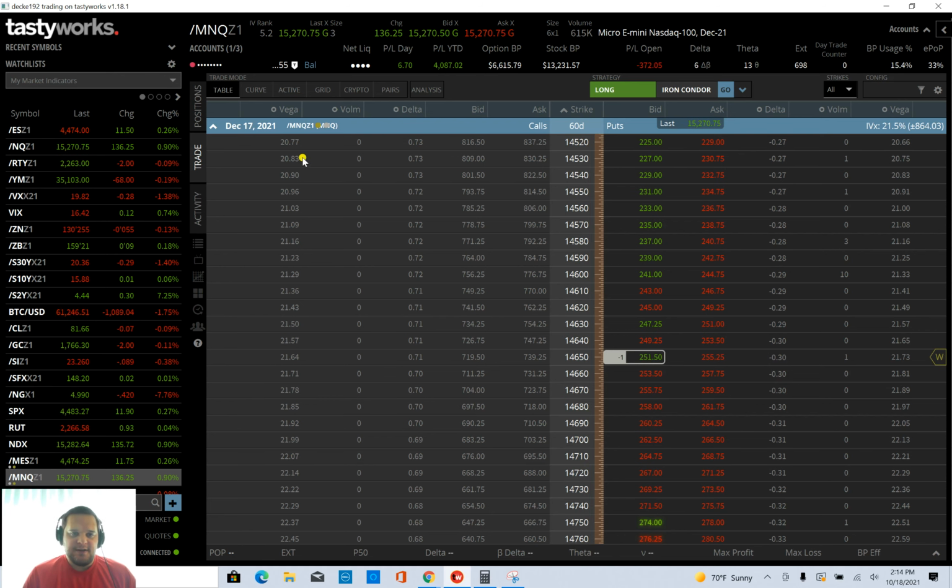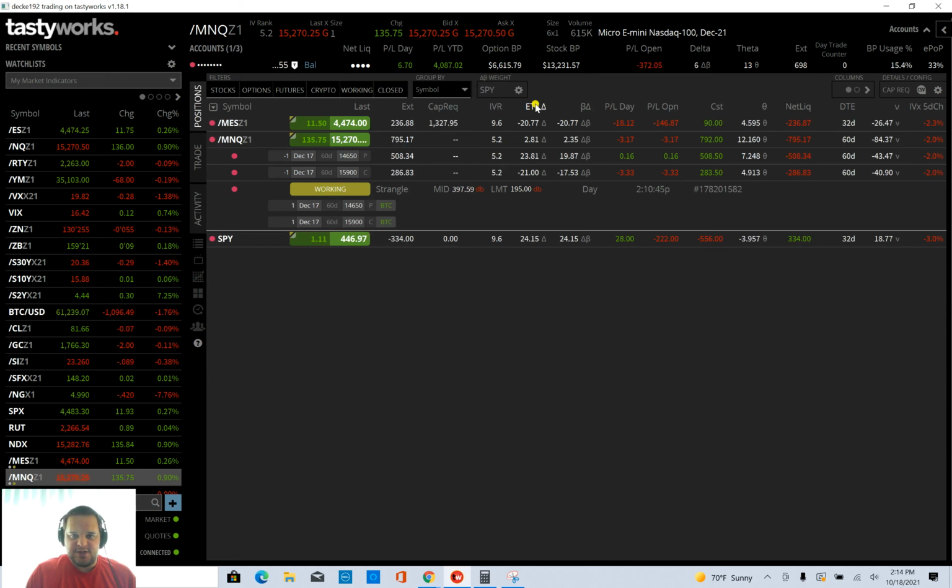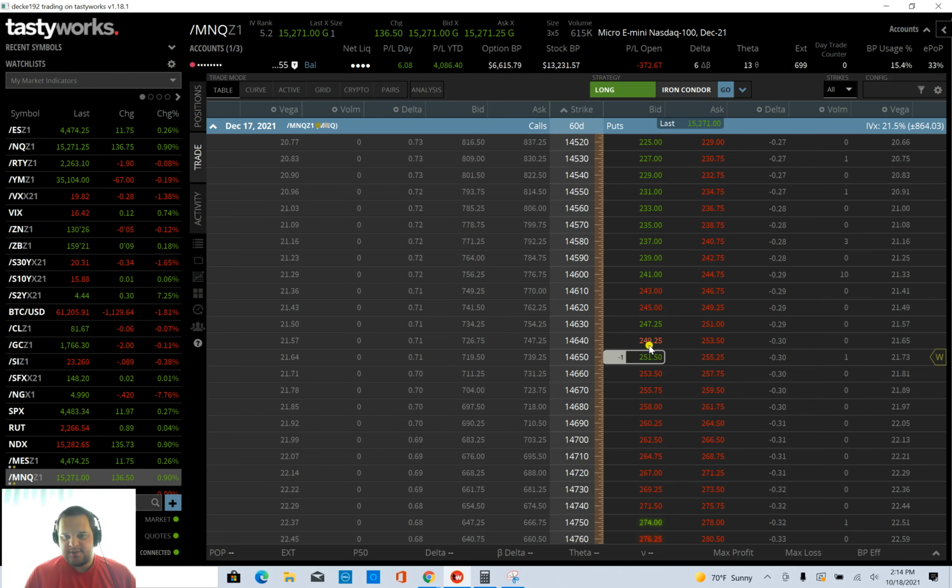And the reason that it's different than this number here is this is showing the ETF equivalent, whereas on the option chain, it's based on the actual future. So right now I'm about long 4 delta in MNQ. If this gets up to 20 or 30, I will roll the untested side, and I will try to reduce my deltas by about 50%.